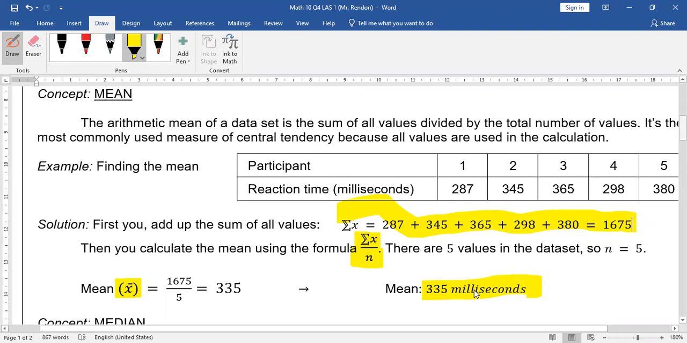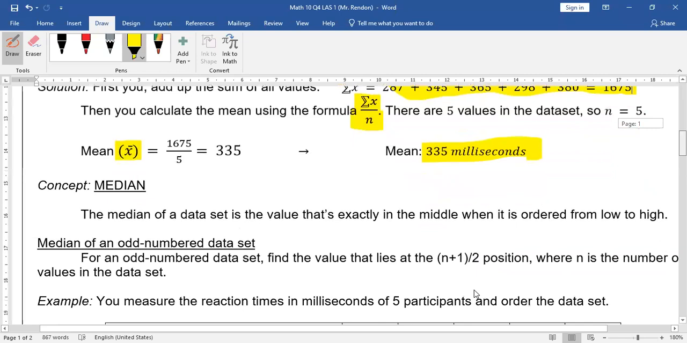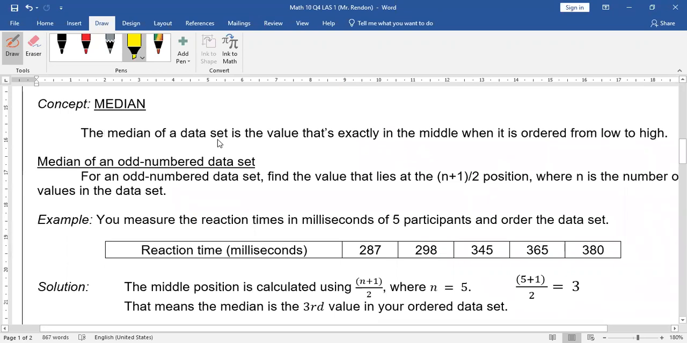Okay, sige. Now we proceed to median. The median of a data set is the value that is exactly in the middle when the data set is ordered from low to high. Meaning, si median, kung i-arrange mo tanan nga values from the lowest up to the highest, sino nga score ang makita sa tunga. So that's your median. Again, ang score nga makita sa tunga amo si median. Ang mean naman ta nakaginalain. Mean is the average of all the scores.